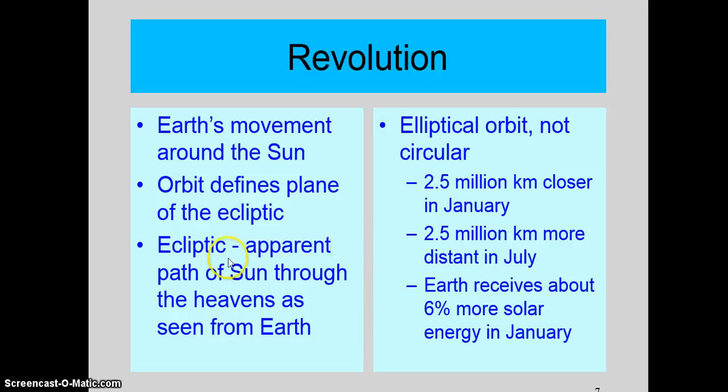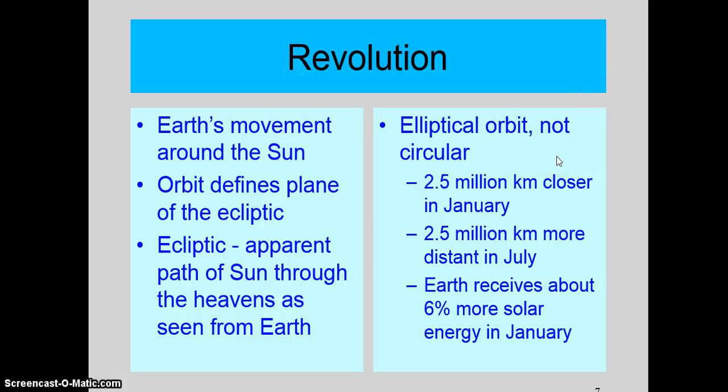the ecliptic is the actual path of the Sun through the sky. It kind of looks like a sine wave. If you were to map out the sky, it goes up and then comes down and then goes back up again. So we'll see a picture of it here hopefully in a minute or two.